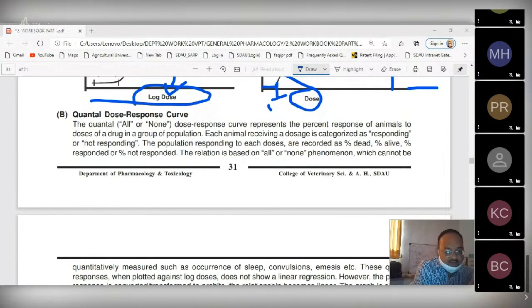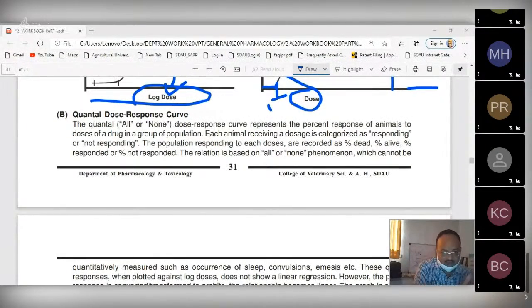At the same time, we are measuring the effect on the individual animal. That means a single biological unit was used. While in the case of the quantal dose response curves, we are giving the dose to a particular group of the population, and we are measuring the response in only two terms: either responded or not, either live or dead, either cured or not cured. Now, if you collect the data, at different doses you have the percentage responded and percentage not responded. If you plot the data on simple graph paper, the curve will be sigmoid.